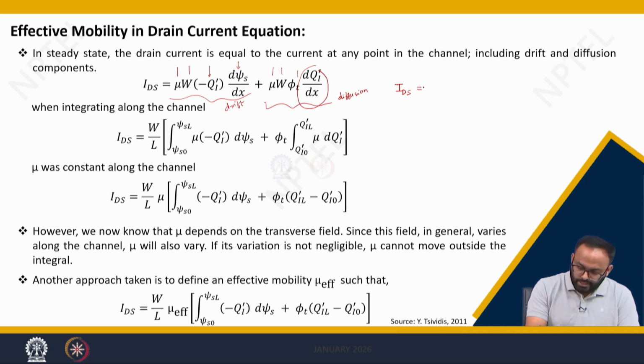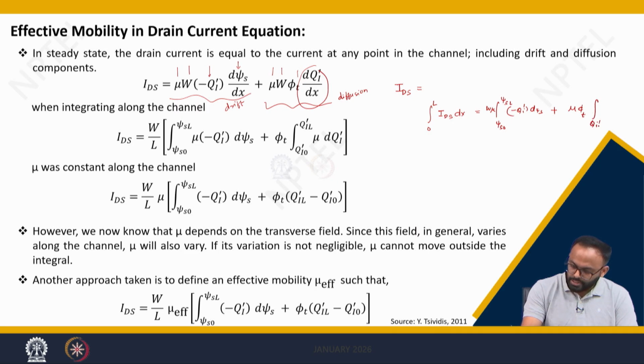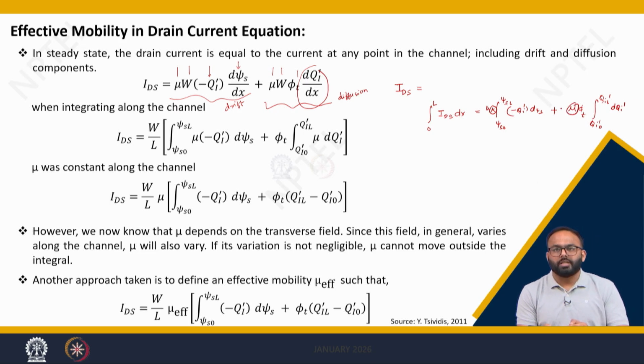Then we said that considering drift and diffusion components in the channel, you integrate between 0 to L. I_DS dx is equal to the integral from psi_s0 to psi_sL of minus Qi' d psi_s times W times mu, plus the integral of mu times phi_t between Qi'(0) to Qi'(L) dQi'. You remember in this equation we have taken mu out, considering mu is constant and it is not affected by the effective electric field.